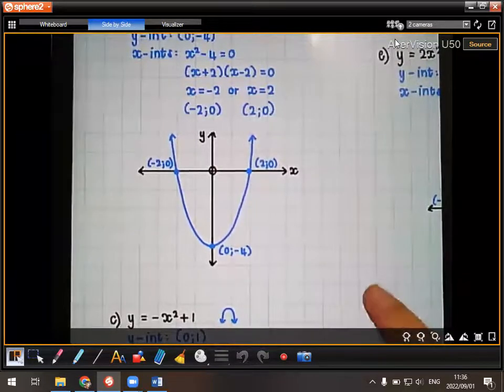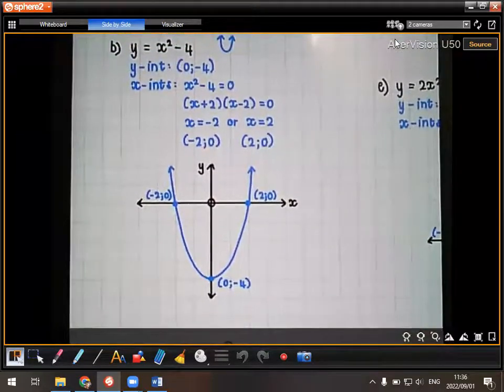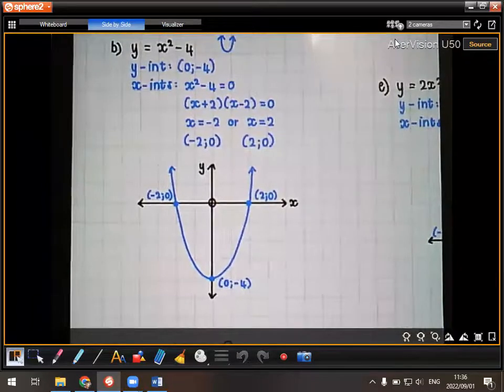It had a y-intercept of -4, right? Because it was x squared minus 4. Then you could find x-intercepts for this one. If you make y equal to 0 and you solve for x, -2, and then it's a +2. Axis of symmetry, again, the line x equals 0. Y-axis.